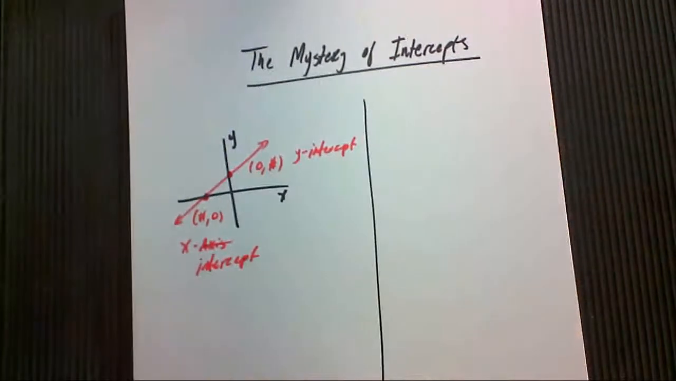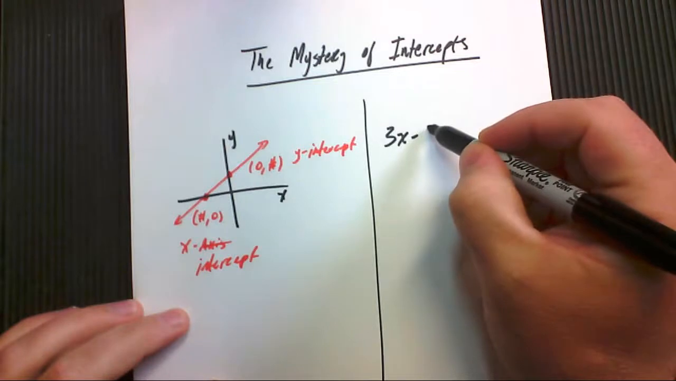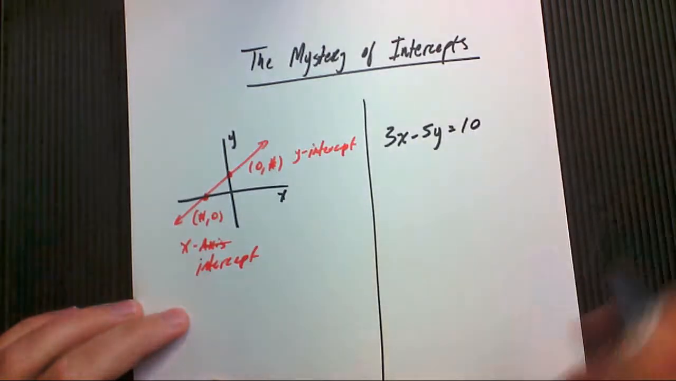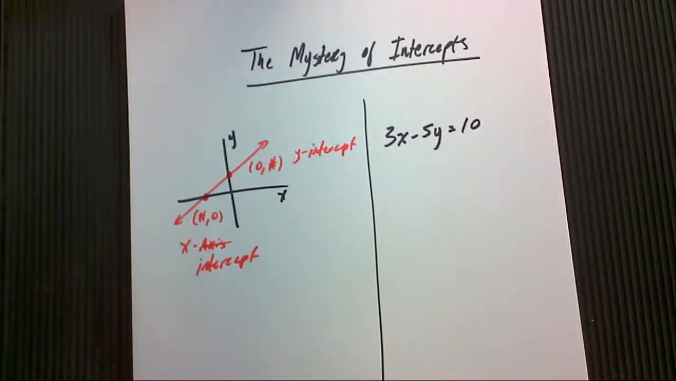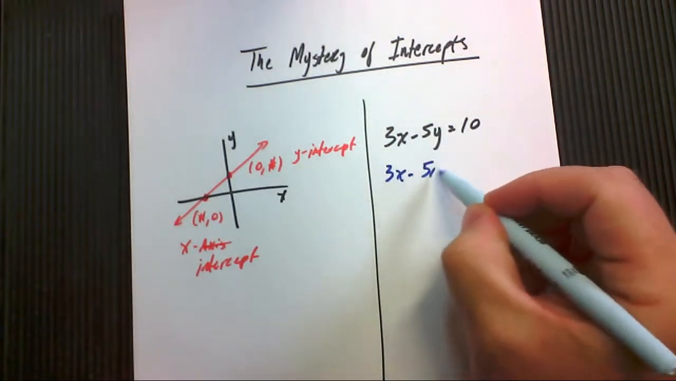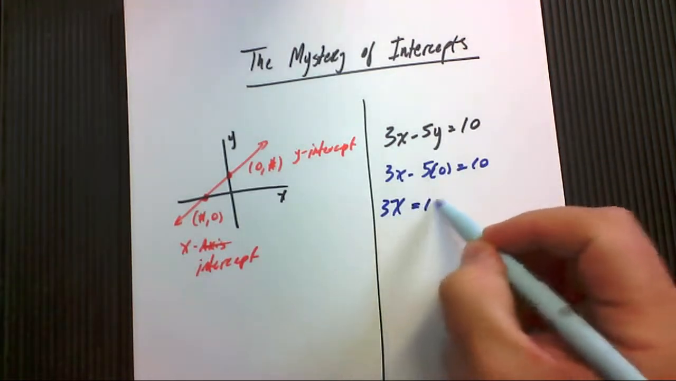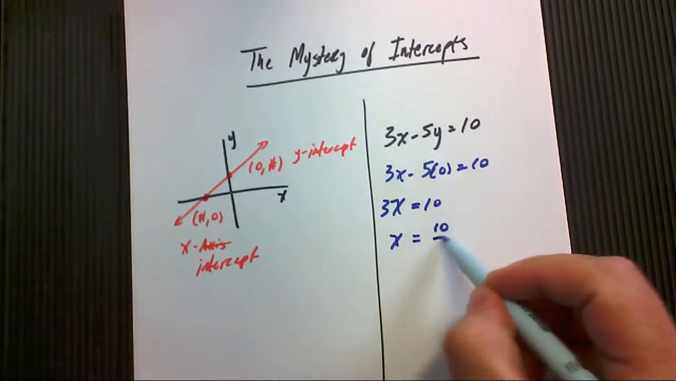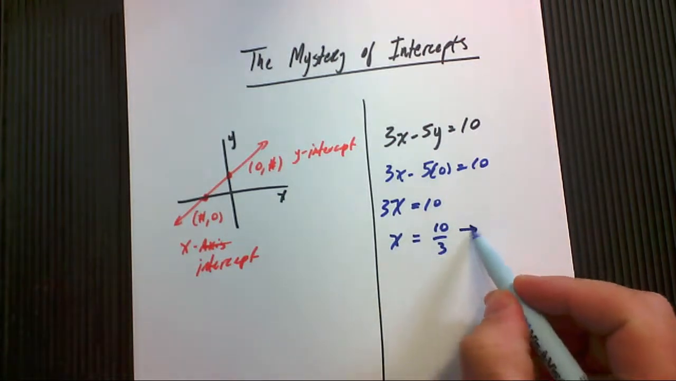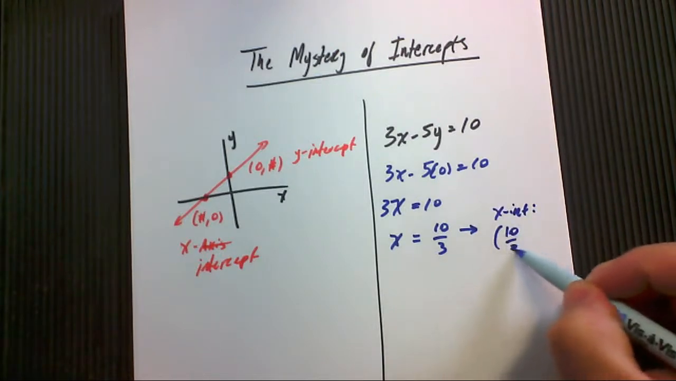Now that's all fine and good, but finding them can be a little tricky. So let's just make one up right here. Let's do 3x minus 5y equals 10. Since for the x-intercept y is always 0, what you do is you just put a 0 for the y, and then you solve for x. So here 3x equals 10, so the x-intercept is 10/3. Make sure you write your intercept as a coordinate, 10/3, comma 0.